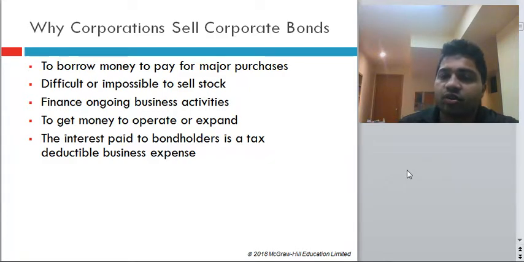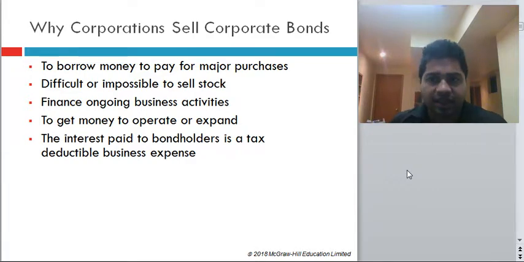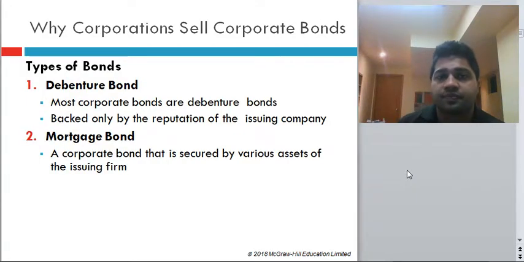The interest paid to bondholders is a tax deductible business expense. So this is a major difference. Dividend is paid out of profits, and for a company it is not tax deductible. In fact, the company has to pay tax when it pays dividend. But when the company pays coupons, those coupons are tax deductible. So you get a tax deduction on whatever interest you are paying to bondholders. So that's the major difference between dividends and coupons.